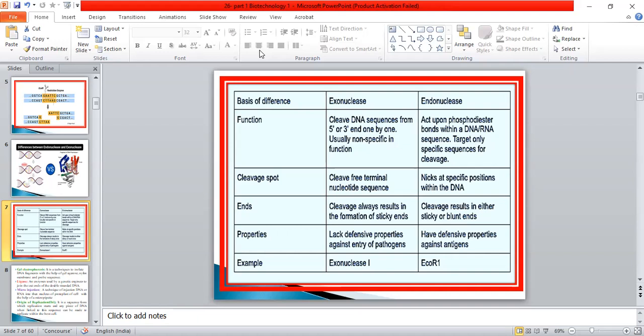Okay, and the last example given is exonuclease. They have given exonuclease 1.